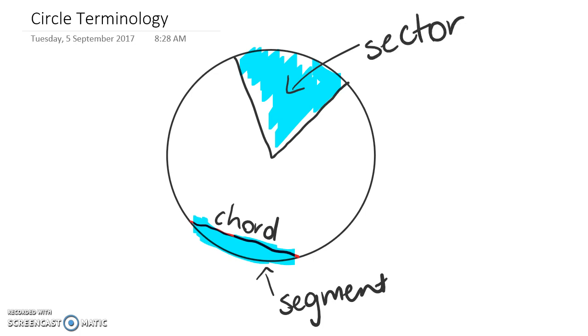And the final one that we want to look at is if we just take part of the circle around the outside, so a line of the circle around the outside here, that is an arc. Okay, so that's the main circle terminology that we want you to be familiar with for this unit. I hope that helps.